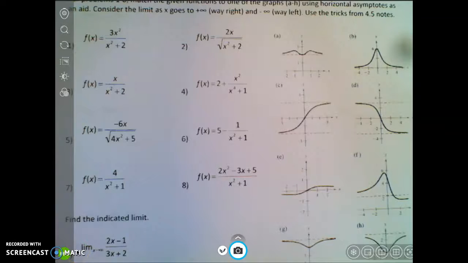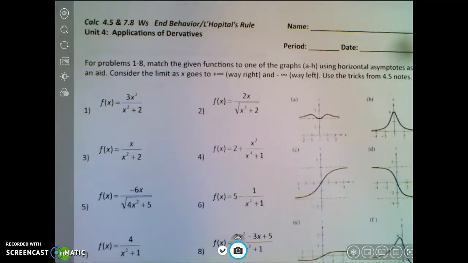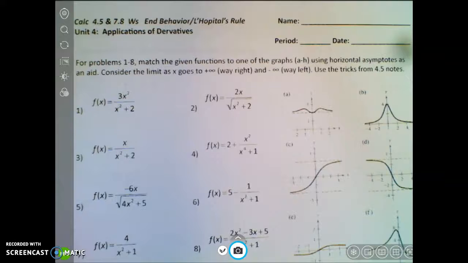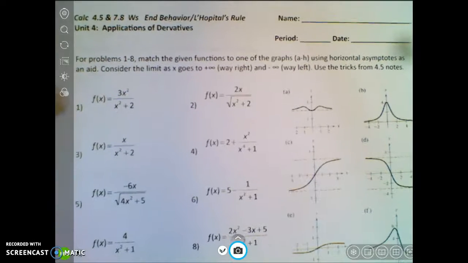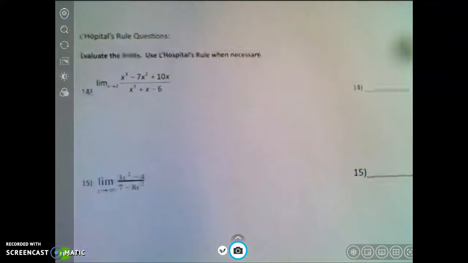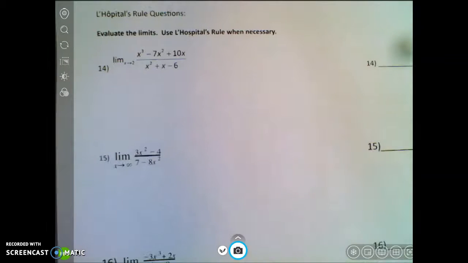Hey, my calculus people. Here's a little help on the worksheet from 4.5 and 7.8, which talks about end behavior graph and L'Hopital's rule. So it goes with those notes. If you haven't watched those notes videos, go back and watch them. They're pretty sweet. I'm actually going to do this in reverse. So I'm going to start helping you on the back page first.